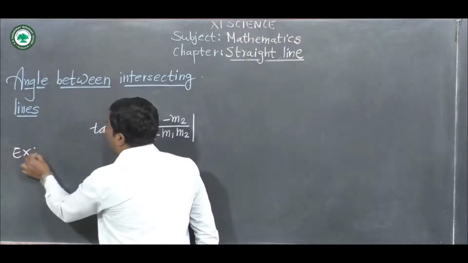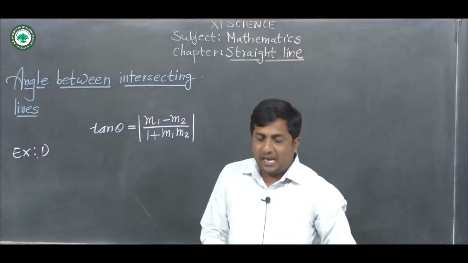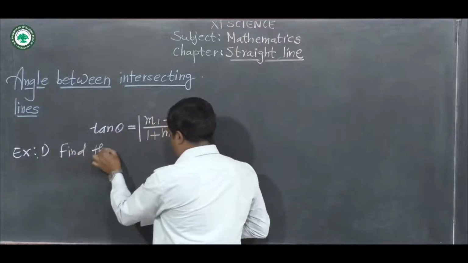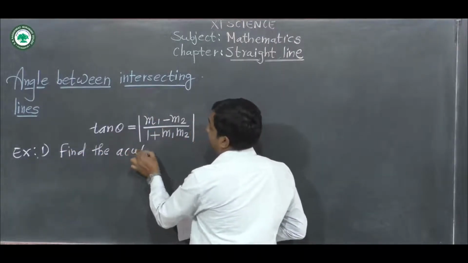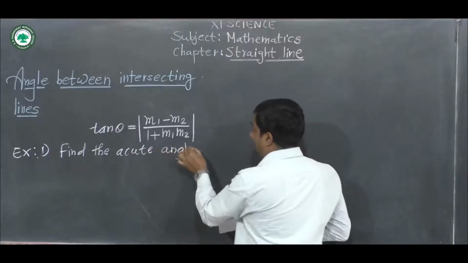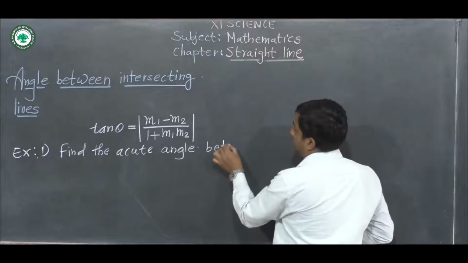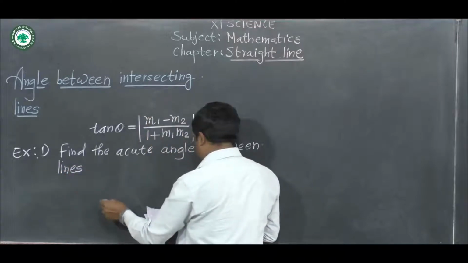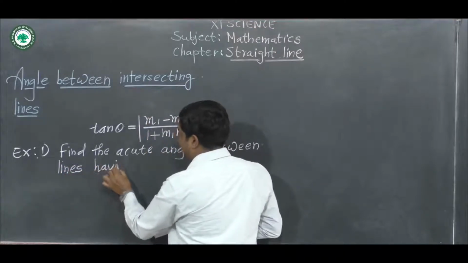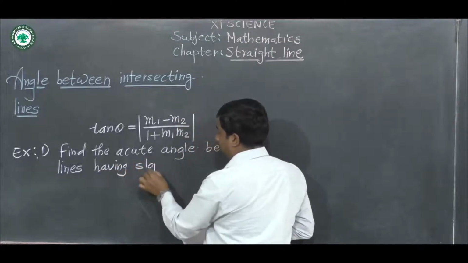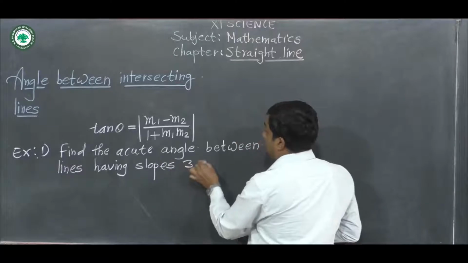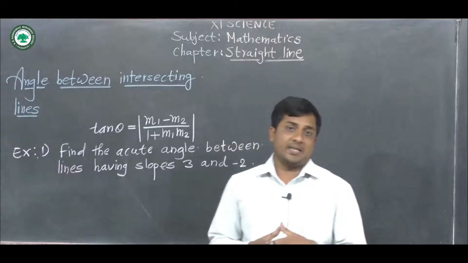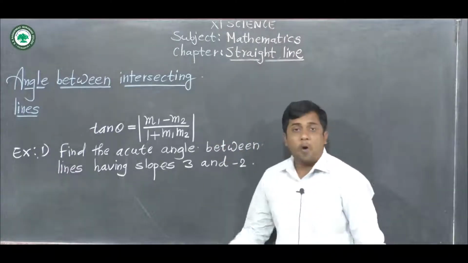In the first example, find the acute angle between lines having slopes 3 and minus 2. Very interesting example it is. Here the slopes of the lines are given.